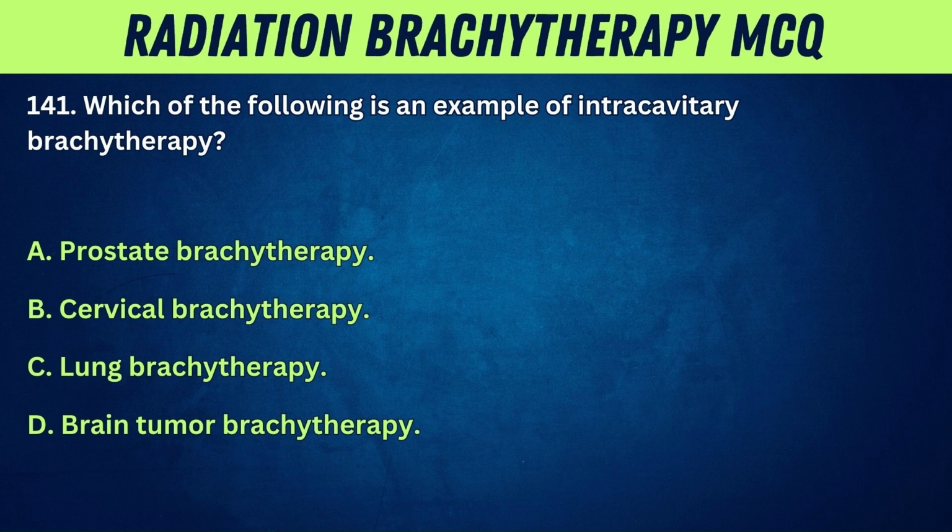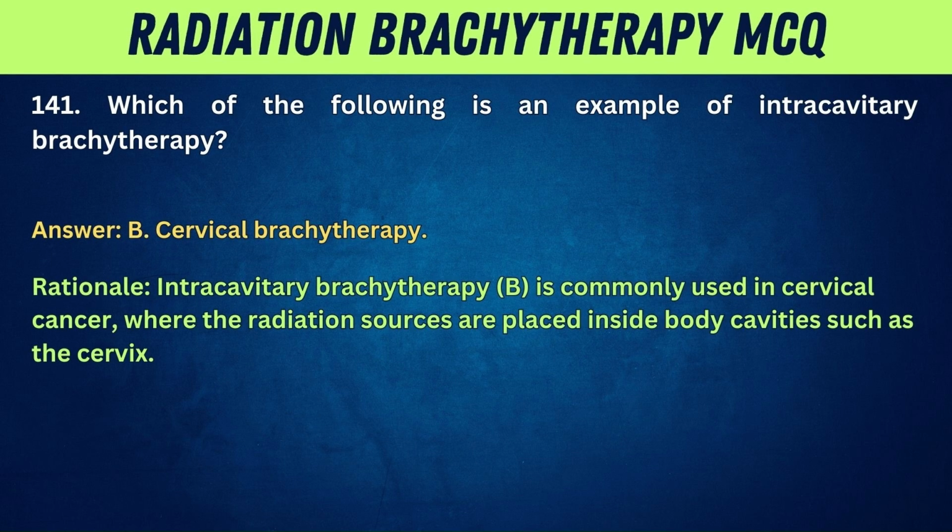141. Which of the following is an example of intracavitary brachytherapy? A. Prostate brachytherapy. B. Cervical brachytherapy. C. Lung brachytherapy. D. Brain tumor brachytherapy. Answer: B. Cervical brachytherapy. Rationale: intracavitary brachytherapy, B, is commonly used in cervical cancer, where the radiation sources are placed inside body cavities, such as the cervix.